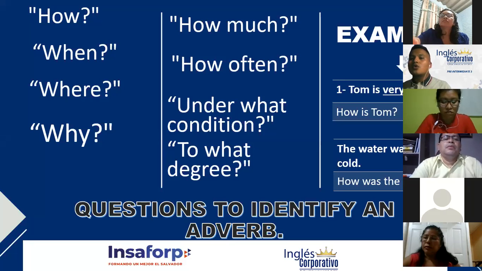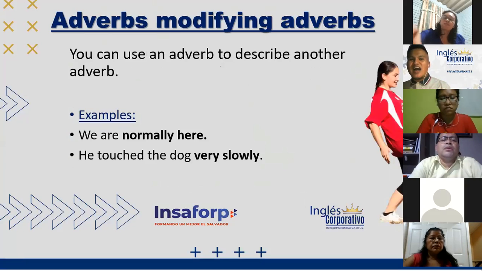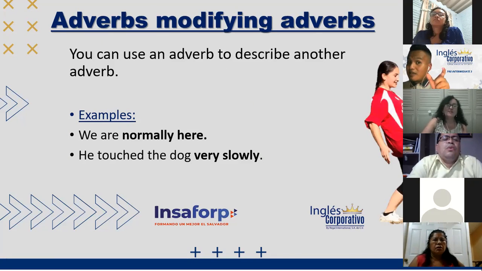Volviendo a las preguntas, vea. Which question do you think will be the best one to know the adverb? Porque ahí tenemos dos adverbios. Entonces queremos saber which adverb is modifying the other adverb. Where are we? Si yo respondo, if I answer that question, where are we? ¿Dónde estamos? Here. Estamos aquí. Ese sería el adverbio principal. Pero ¿cómo encontramos entonces?